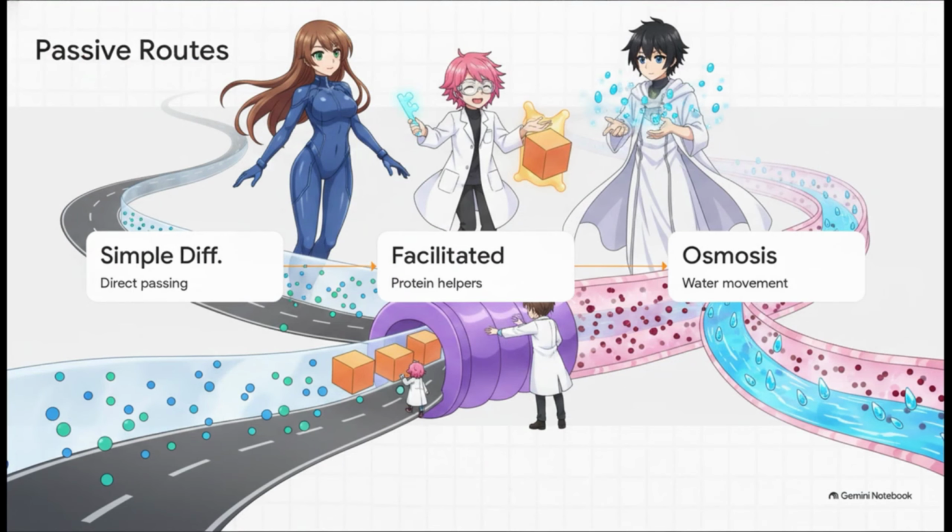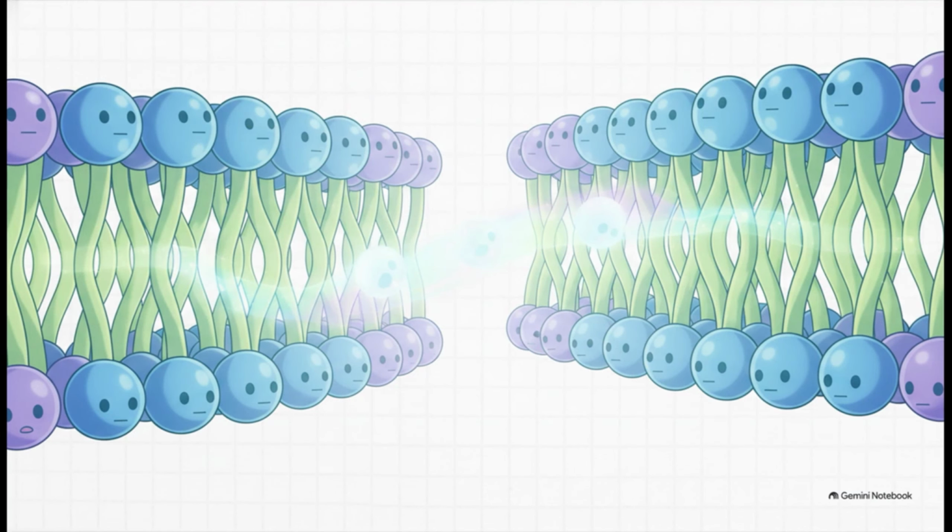Now, this passive downhill highway isn't just one single boring road. The guide actually splits it into 3 distinct lanes, depending on who is driving. We've got simple diffusion, facilitated diffusion, and osmosis. Lane number 1 is simple diffusion. This is basically a non-selective process where molecules just dissolve directly into the hydrophobic phospholipid bilayer of the membrane. Since they can dissolve right through, they cross the border easily without even asking for help.